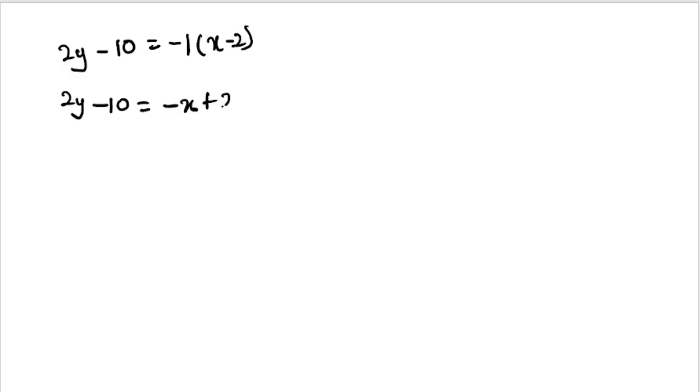All right, let me move on. The equation we had was 2y minus 10 is equal to negative 1 into bracket x minus 2. If we expand this, we get 2y minus 10 is equal to negative x plus 2. So 2y is equal to negative x plus 2 plus 10. I brought this 10 to the right hand side.